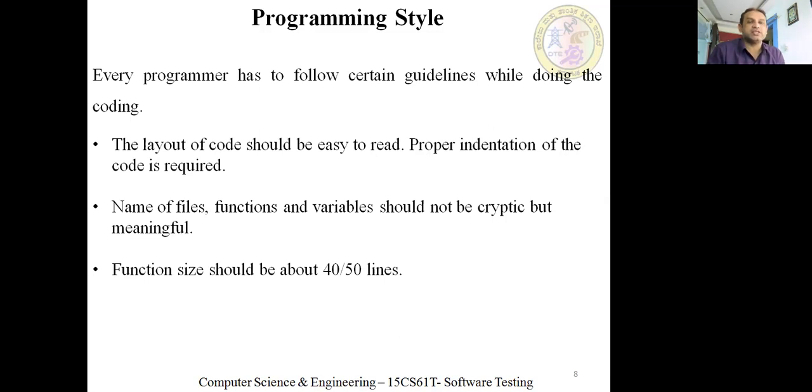Then name of files, as I told you. Naming of files is very, very important. What is the purpose of the file? For example, the purpose is for sorting, so you can use bubble sort, for example. And what is the function? Maybe sort is the function. Sort you can use. And for variables, simply don't use I, J, K, P, Q, R, something like that. Some meaningful name should be given.